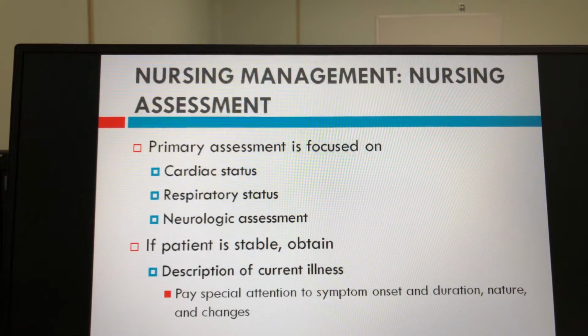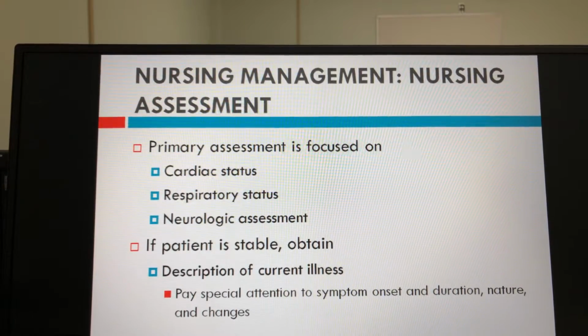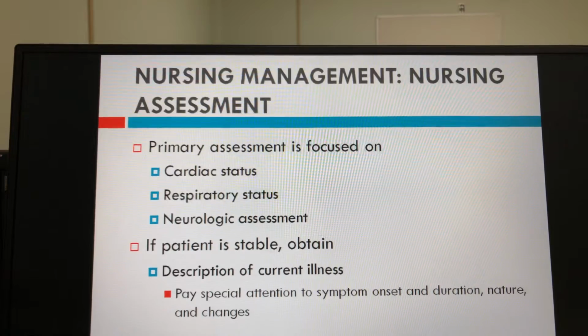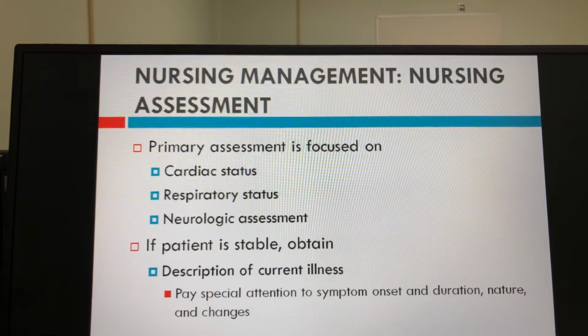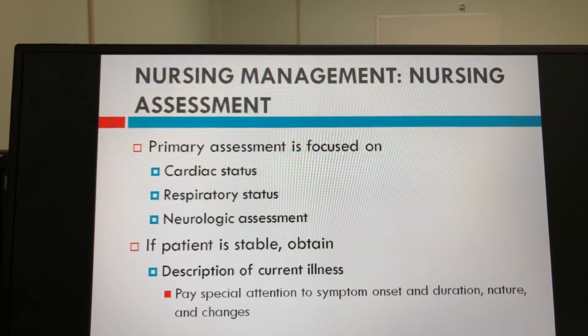Good morning, class. Just picking up where I left off yesterday so we can finish up chapter 57 on stroke. We are now on the nursing process, and the first step of the nursing process is assessment. And we want to look at the primary assessment, and it is focused on actually cardiac, respiratory, and neuro.